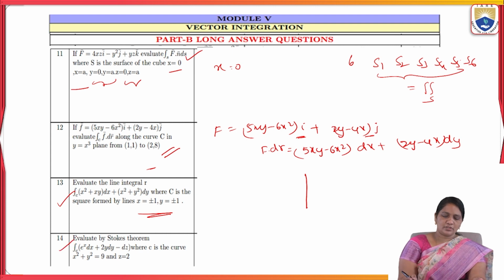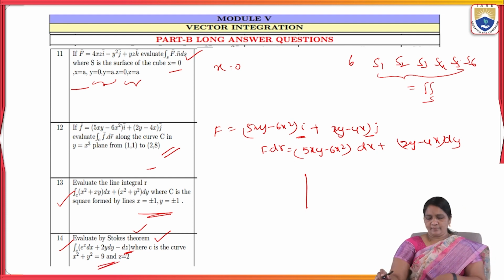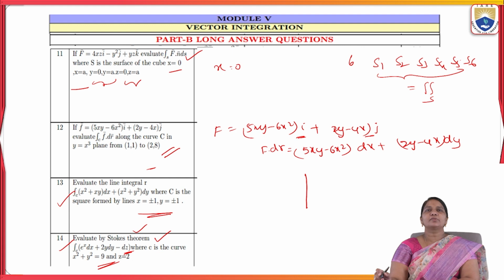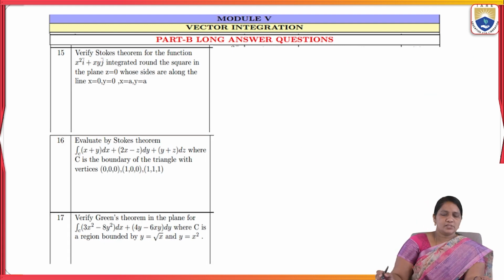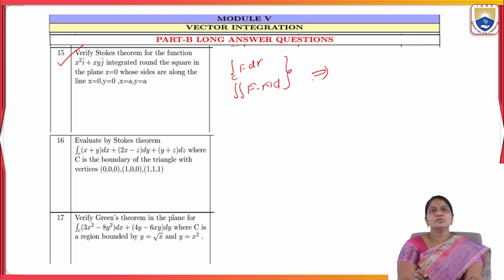And see the next 14th one, here we have to evaluate the given function by using the Stokes theorem. So here we can calculate the integral over c of e power x dx plus 2y dy minus dz value by using the Stokes theorem formula. Then we can get the value of this surface integral. And see this is also verify Stokes theorem. That means we have to calculate the line integral f dot dr value and the double integral over f bar dot n ds. We have to show these two values are equal. Then we can verify the Stokes theorem.